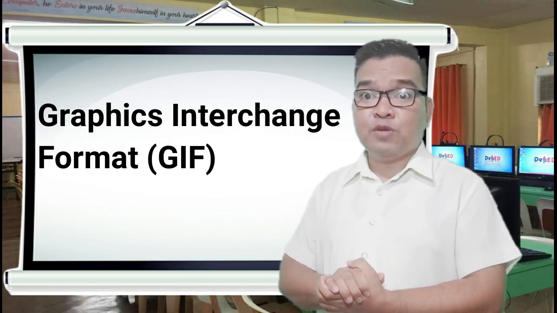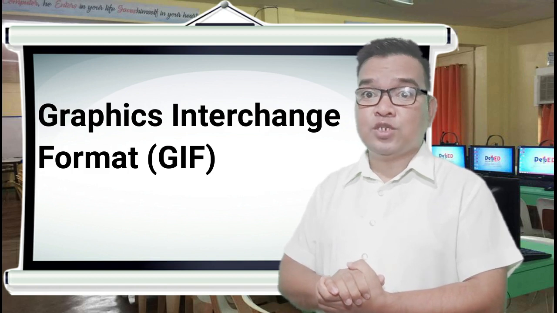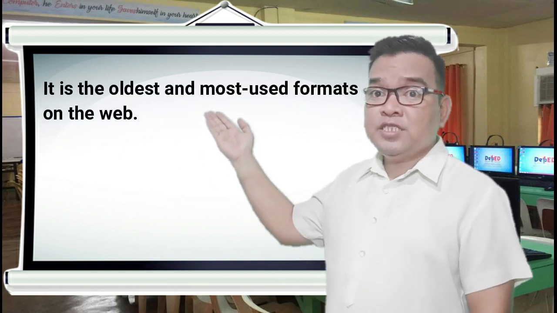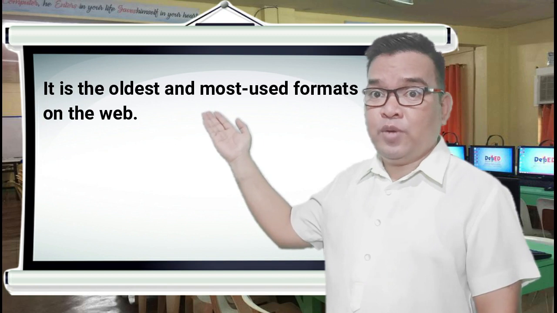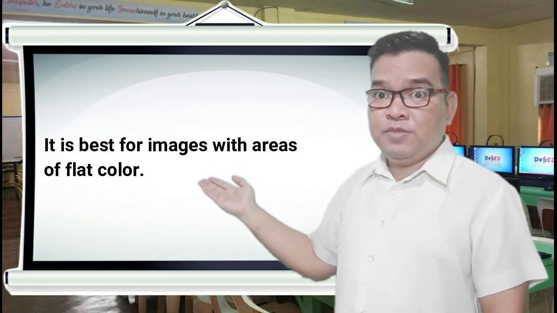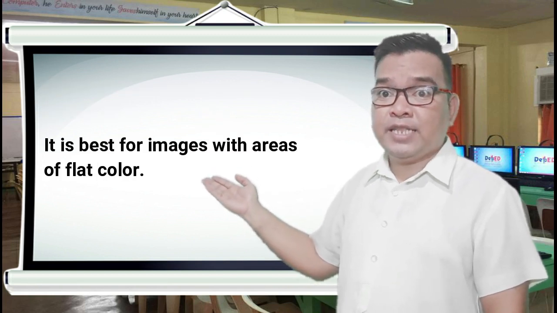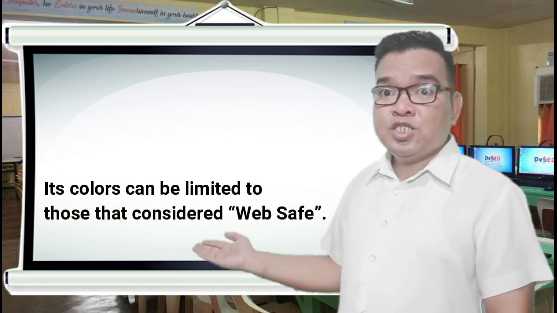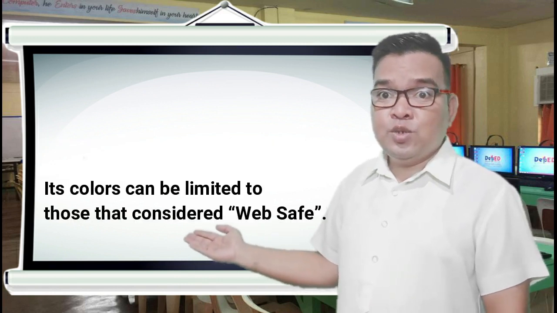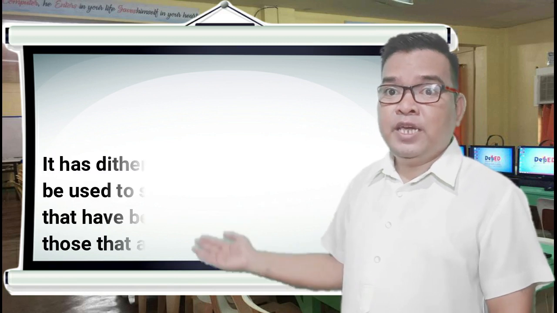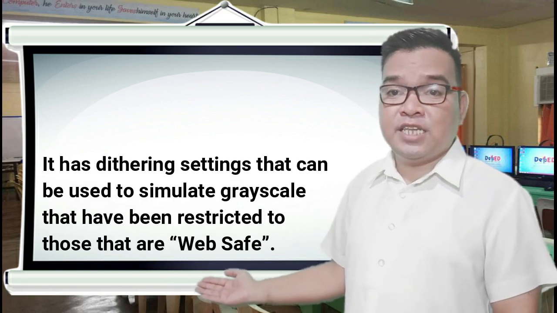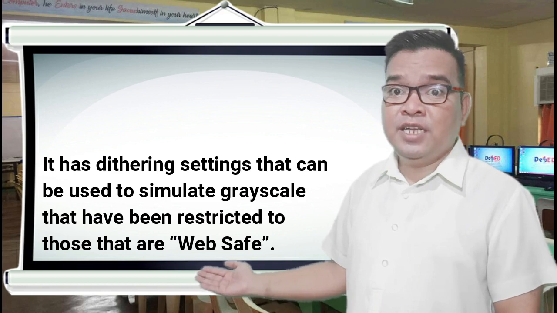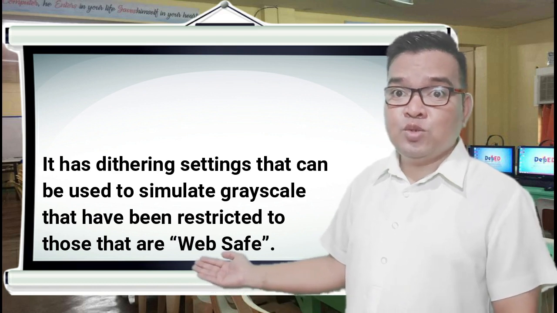At this point, let us identify file formats that can be utilized when saving artwork for web. The first file format is Graphics Interchange Format or GIF. It is one of the oldest and most used formats on the web. It is best for images with areas that are flat colors. Its colors can be limited to those that are considered web safe. It has dithering settings that can be used to simulate grayscale that have been restricted to those that are web safe.